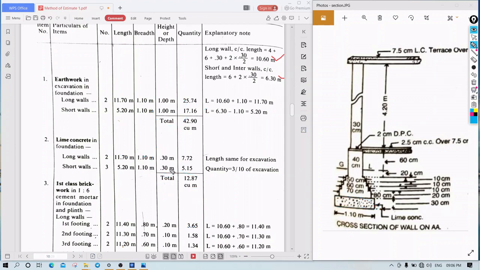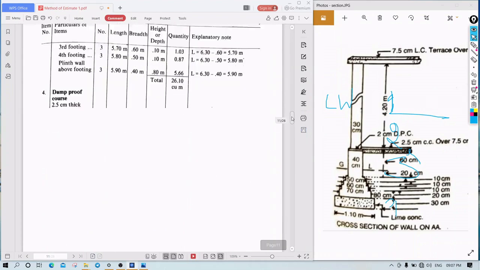So next is what, our brickwork in first footing, second footing, third footing, then plinth wall. Okay, so now see here. So first footing, we have to take first footing. In the first, we have to take long walls. First criteria is long walls. So we will take first footing. Second one is second footing. Third footing, then plinth. Okay. So I'll show you.